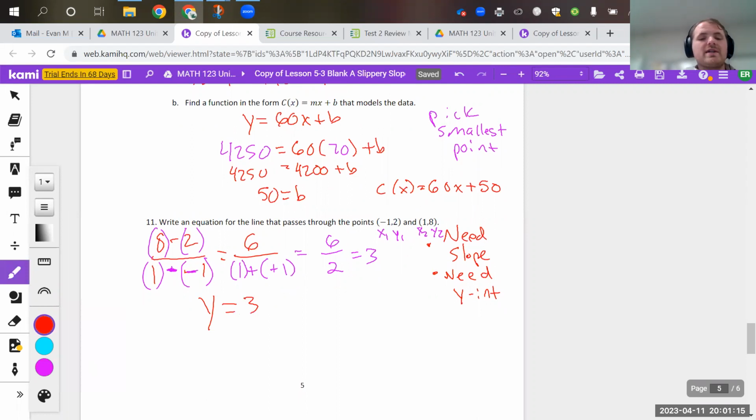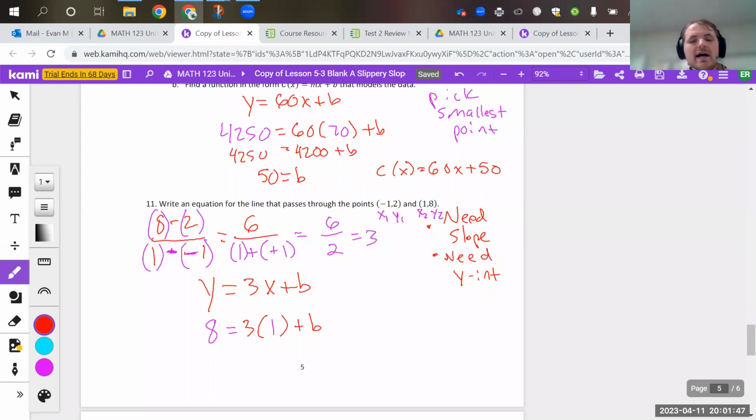So now you've got 3x plus b. And so that's you finding your slope. So now to find that y-intercept, you want to pick one of those points. And it doesn't actually matter which one you pick. I usually don't want to deal with negatives if I don't have to, and so I'm going to pick the 1, 8. So my 8 is going to go in for y. My 1 is going to go in for x. And I'm trying to find that b value so it stays as b. Okay, so I will move my 3 over to give me 5 equaling b. And that gives me a final answer of 3x plus 5.